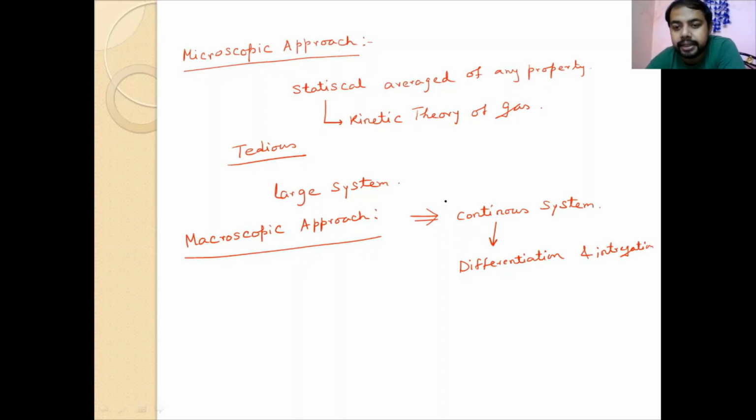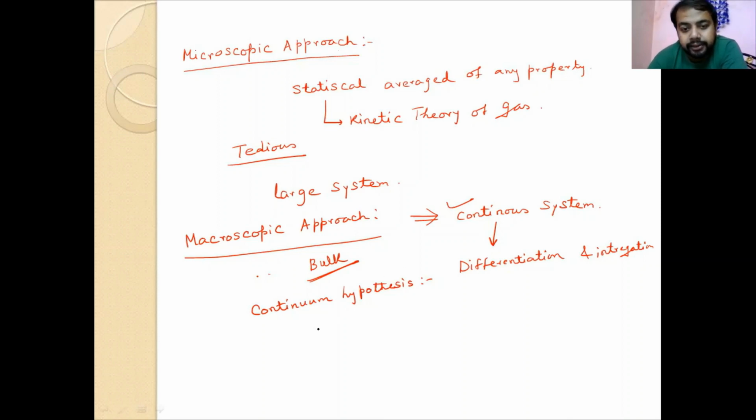If you are considering the system as a continuous system, that means one molecule, all molecules, not discrete in nature. We are considering it like a bulk system. In such an approach, something to be satisfied is the continuum hypothesis. That means we are considering the system as a bulk system, a continuous system. This is called the continuum hypothesis.